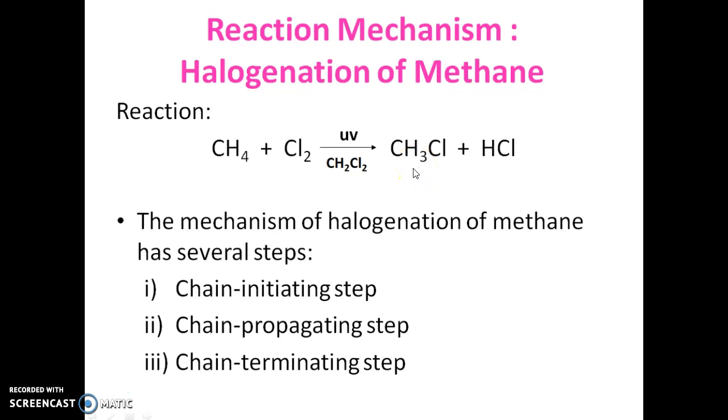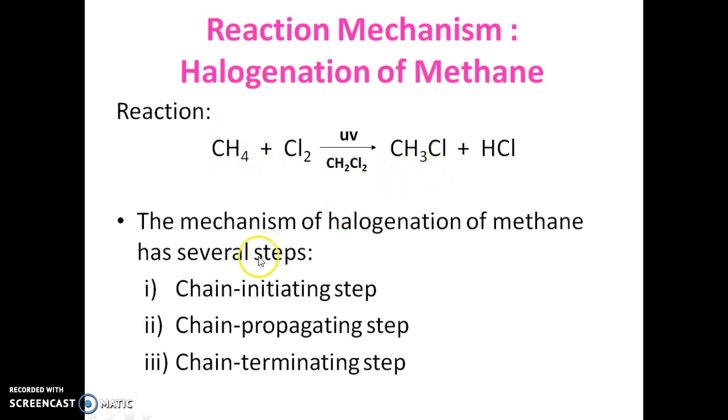In our syllabus, we only focus on the mechanism of mono substitution. That means we only focus on the substitution of one hydrogen of the alkane with the halogen. So in this case, CH4, we substitute 1 H with the halogen, becomes CH3Cl.